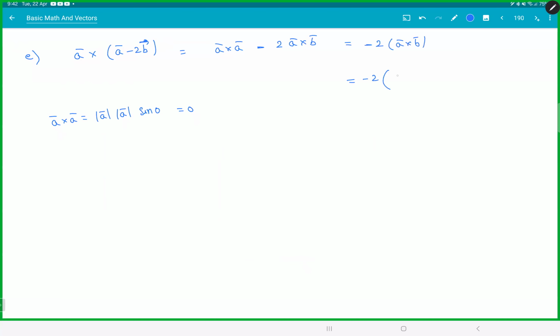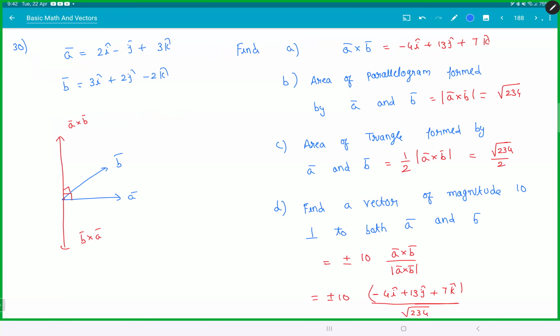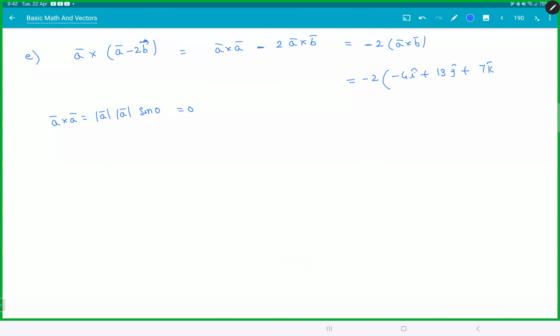A cross B is this guy. That's what I said: if you did the first one, everything will fall in place. You need not do everything multiple times. The last one is 7k. Easy. Instead of finding A minus 2B and then doing the cross product, this is faster.